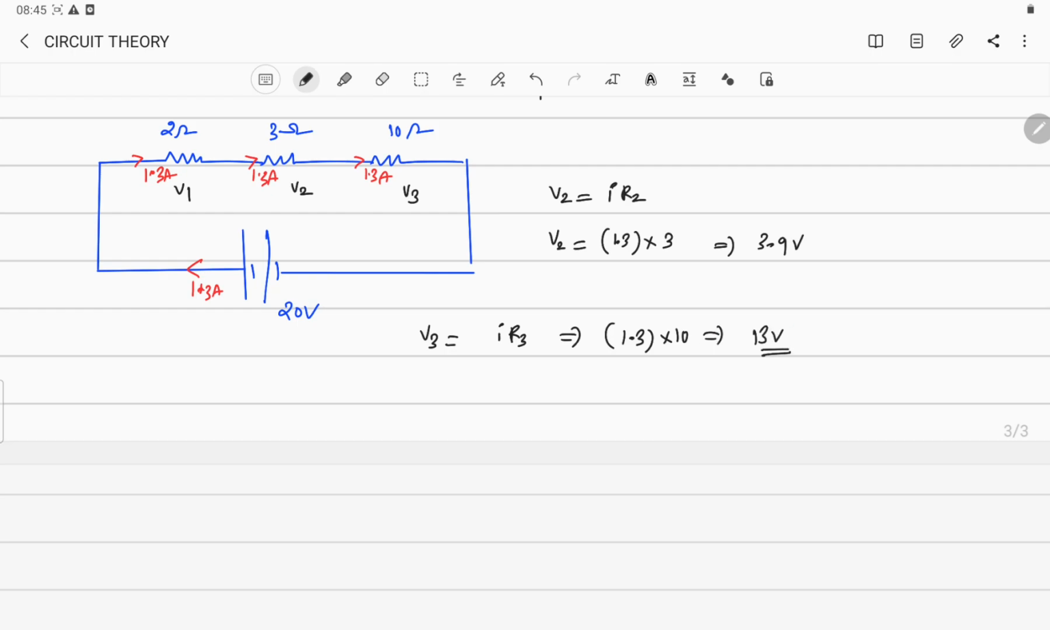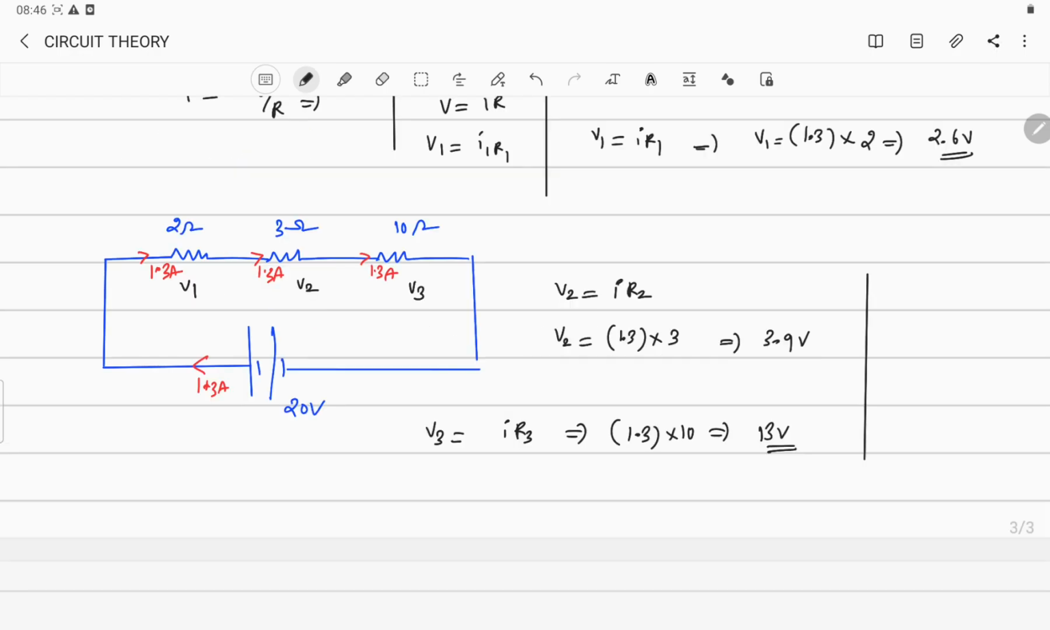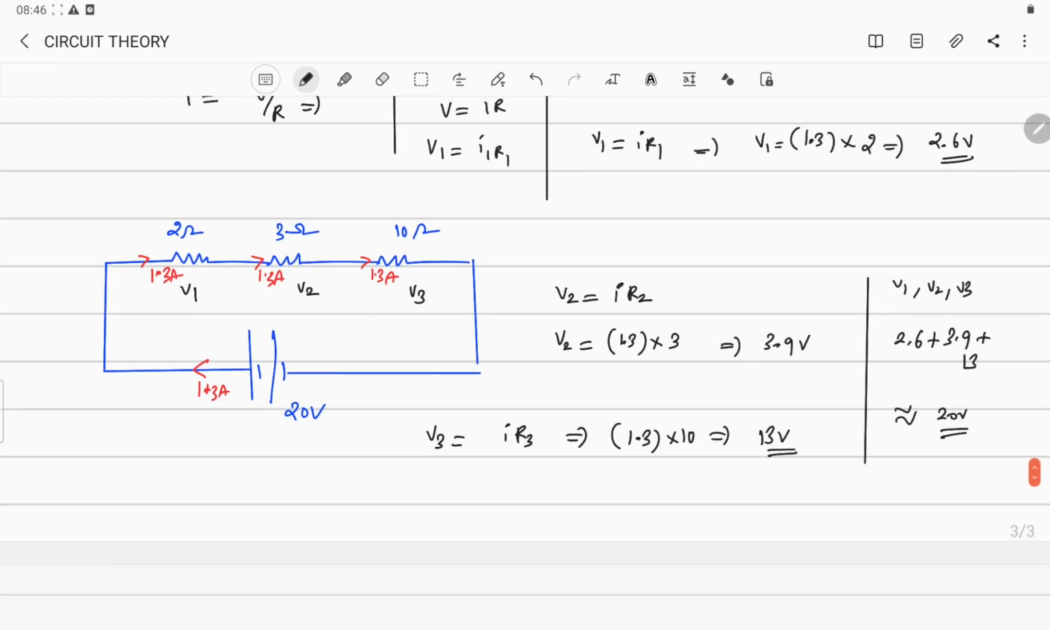So you have to cross check here. Whatever voltage is given, we have to cross check against the voltages we got, V1, V2 and V3. If I add all the voltages, 2.6 plus 3.9 plus 13 volts, it should give approximately 20 volts, then only your answer is correct. In this way we calculate voltage drops across each resistor. This is all about series connection. Hope you understand this, and we'll see parallel combination later.